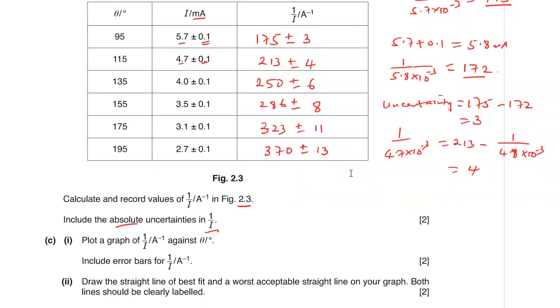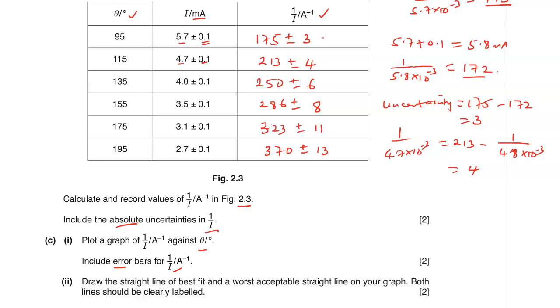So you're told, part C, to plot a graph of the reciprocal of current against theta, against the angle right there. You're supposed to include the error bars for the reciprocal of current right there. So the error bars are the absolute uncertainties of the reciprocal of the current. These are what is going to help you plot the error bars.